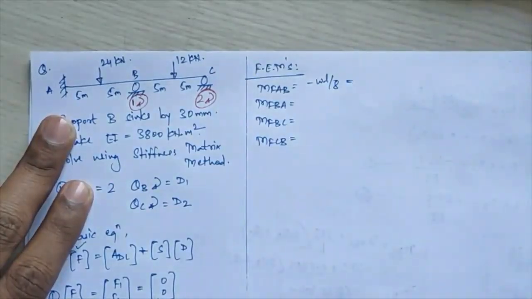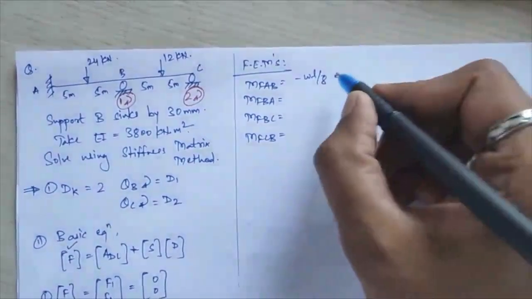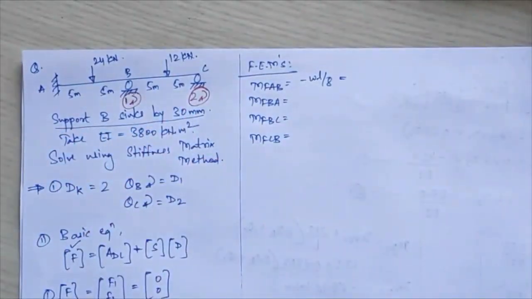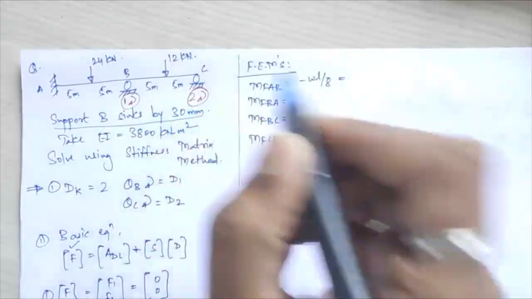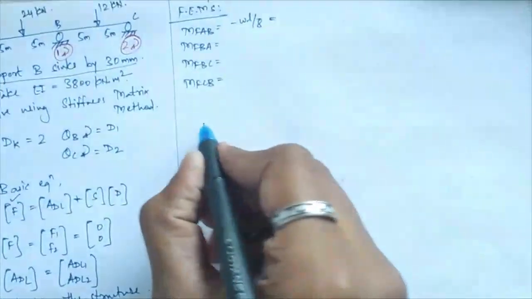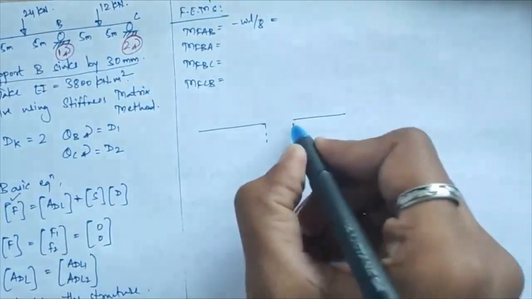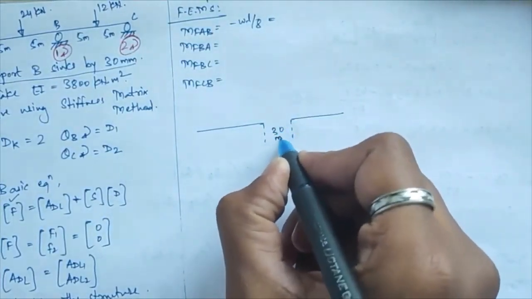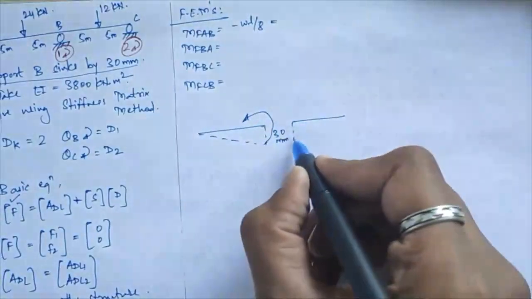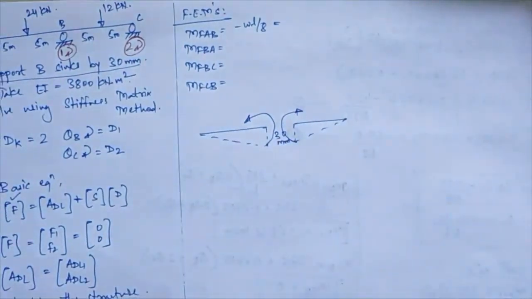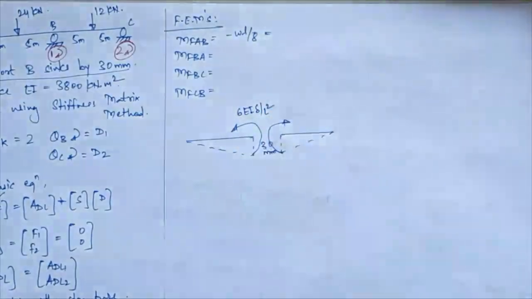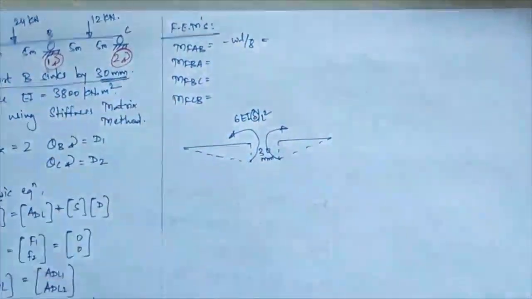Along with this, one condition is provided, that is, support B is sinking by 30 mm. So that will introduce translation rotations on your BA and BC members. That means this joint B is deflecting by an amount of 30 mm. Due to this, it will introduce translational moments at both these joints, in anti-clockwise and clockwise nature, of intensity 6EI delta upon L square, where this delta will be equal to 30 mm.